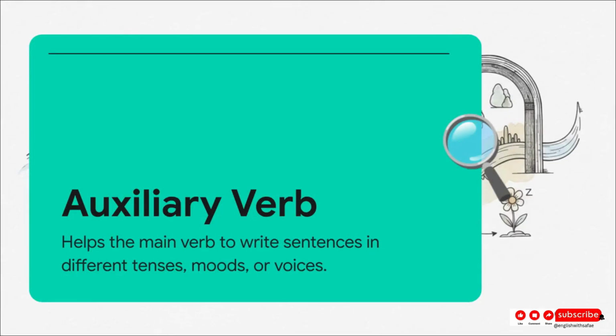Meet the auxiliary verb, or as you probably know it, the helping verb. By definition, an auxiliary verb is a verb that helps the main, full verb to write sentences in different tenses, moods, or voices. Think of the main verb as the superhero of the sentence, right? The one performing the core action. The auxiliary verb, that's the super-powered sidekick stepping in to do the structural heavy lifting so the hero can shine. And understanding this dynamic is absolutely crucial for taking your writing from basic to incredibly nuanced.